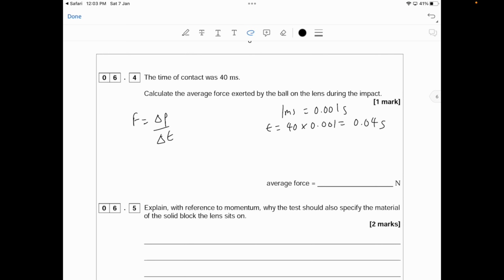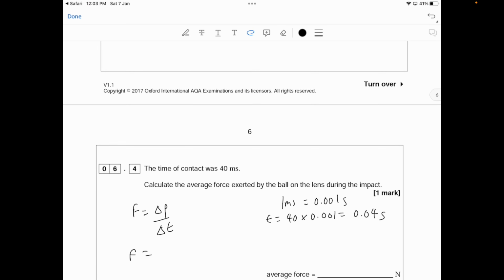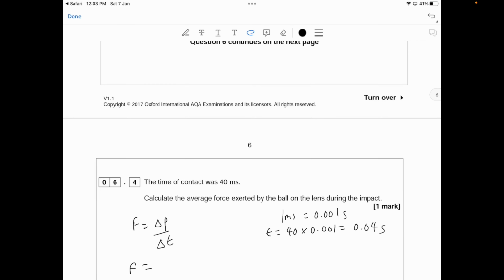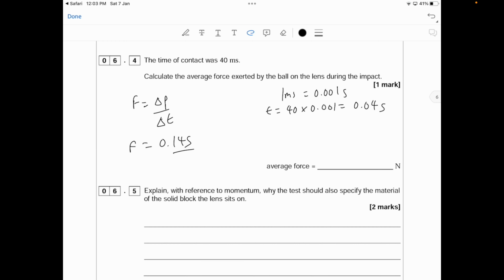To calculate the average force, we know the force is equivalent to the change in momentum, which from the above question we know is 0.145. So 0.145 divided by the time, 0.04 seconds. Now, I want you guys to plug these values into your calculator and see what answer you get. If we plug 0.145 divided by 0.04 seconds into our calculator, it's going to give you an answer of about 3.625 newtons. So this is going to be 3.63 newtons. All right?